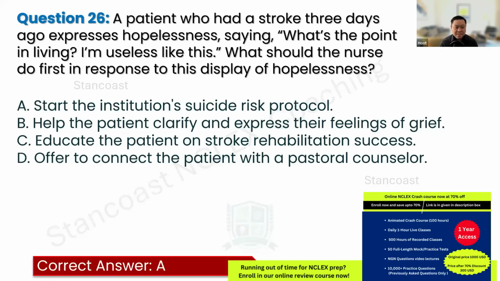Now, option C is also incorrect. We know that this can help motivate the patient, but it is not appropriate as a first response when the patient expresses hopelessness, which suggests potential suicidal thoughts. Now, letter D is also incorrect. We know that spiritual support is beneficial, but it does not address the immediate need for suicide risk assessment and management. So we need to implement the safety protocols in this case. Your task here is to prioritize safety and suicide risk assessment, especially in patients displaying signs of hopelessness.